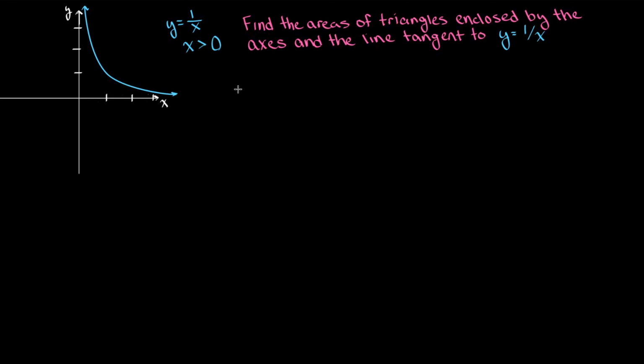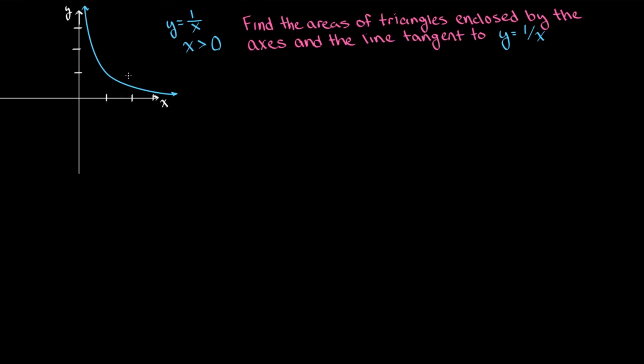We've been talking a lot about tangent lines lately, and I thought I would get you out of the standard type of problem where we give you a function and we ask you to find a tangent line at a specific point, but rather I have a geometry problem for you. So here's the problem. We want you to find the areas of the triangles enclosed by the axes and the line tangent to y is equal to 1 over x. So that's what I have graphed over here, and that is for x greater than 0.